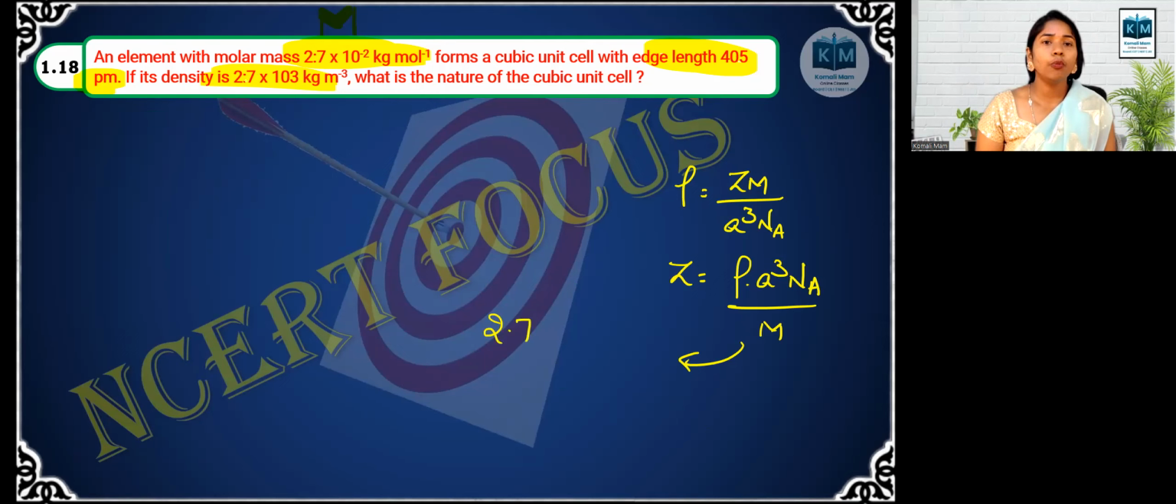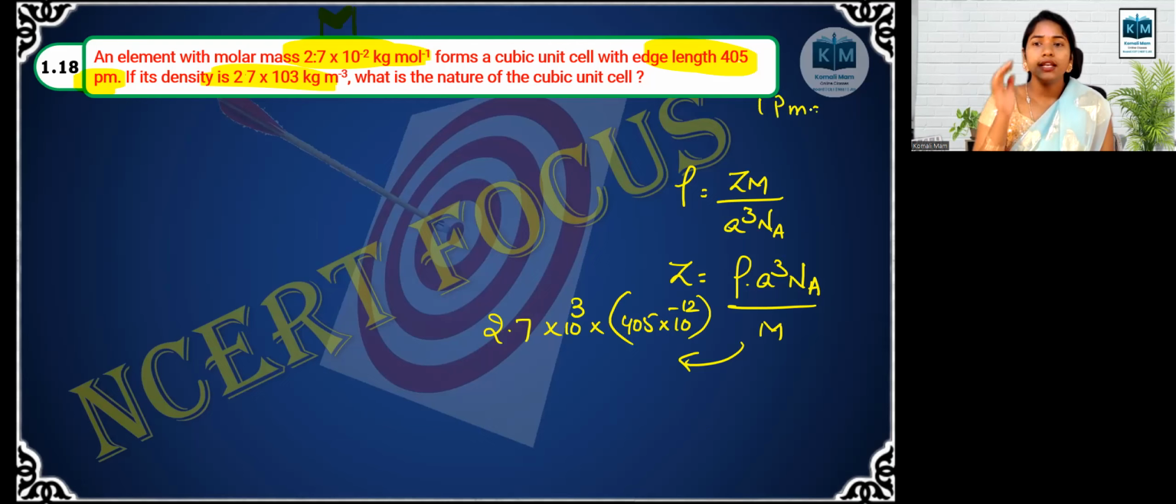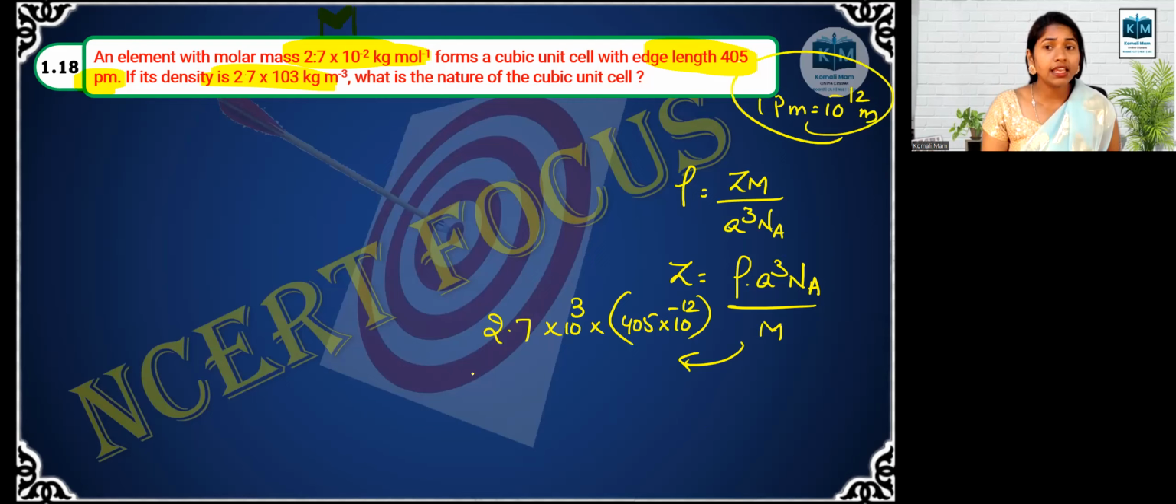The density is 2.7 into 10 power of 3 kg per meter cube, as given. The edge length is 405 picometer, and 1 picometer is 10 power of minus 12 meter. Why am I taking it in meters? Because in the question, density is given in kg per meter cube.